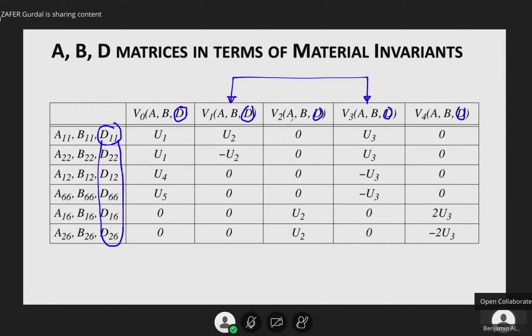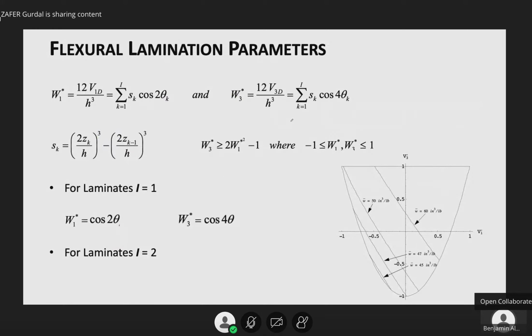If we go and look at how we define the lamination parameters, we normalized these V quantities, whether it was A or D. In case of A, it was 1 over H, but in case of D, W1 star now is a normalized lamination parameter.